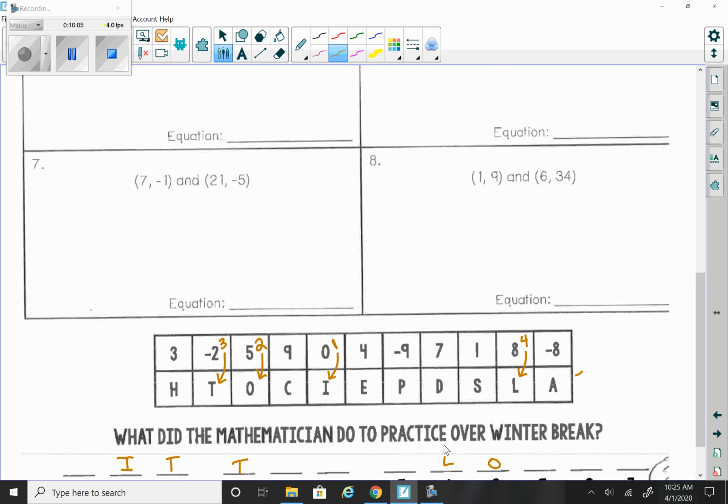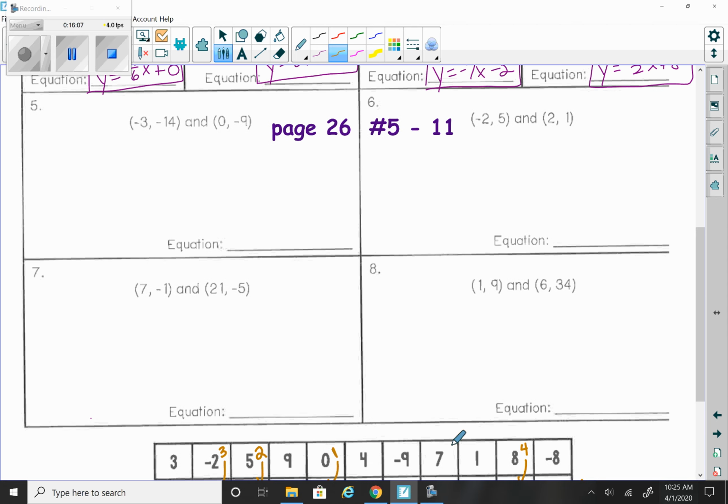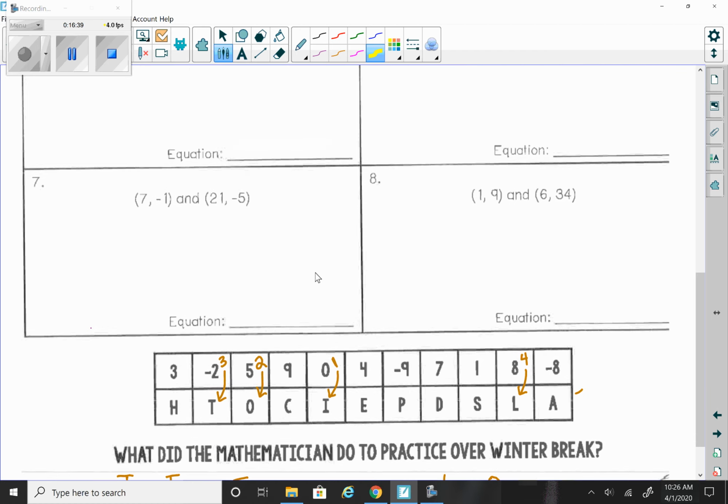So then tonight, your homework is just problems 5 through 8. Again, only 4 problems, but these take a little bit more time. You're going to be first calculating your slope, then taking the slope, plugging it in to solve for b. So again, -3 is your x1, -14 is your y1, 0 is your x2, -9 is your y2. Plug those into the slope formula first, then take that slope and one of the points and plug it into y equals mx plus b and solve for b, then you're going to be able to come up with the equation. But again, you're looking for that b value to help you fill in your puzzle down at the bottom.